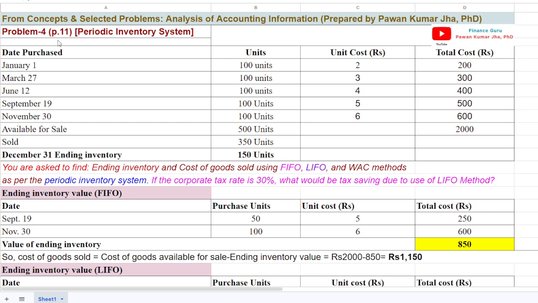Now let's talk about the given information we have. We have purchase data: units and unit cost, and once we multiply units by rate, you have the total cost. Units available for sale is nothing but opening inventory plus all purchase data. Since you are given the ending inventory of 150 units, you are asked to find the ending inventory and cost of goods sold using FIFO, LIFO, and weighted average cost: first in first out, last in first out, and weighted average cost method. You are also asked, if the corporate tax rate is 30%, what would be the tax saving due to use of the LIFO method?